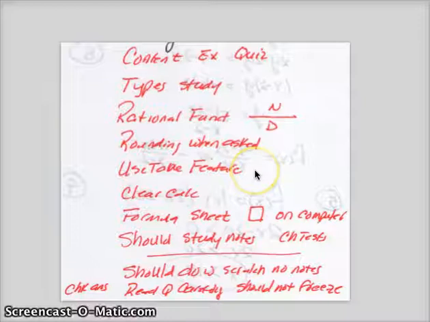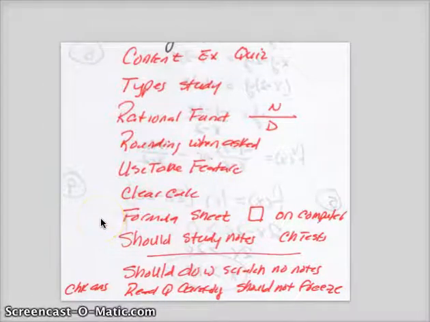Another thing that may help you is when you're trying to find limits at infinity, if you're a little confused, you could use the table feature of your calculator. I did a video on that, so you may want to look at that. And another thing that I found helpful is I clear my calculator before I work each problem. That sort of keeps the slate clean, if you would.